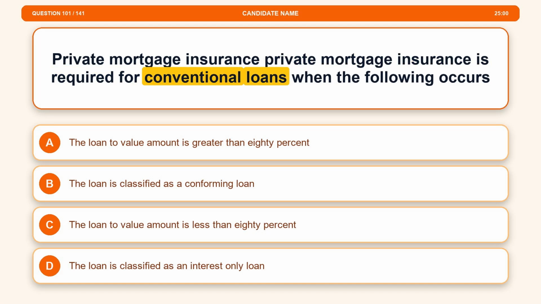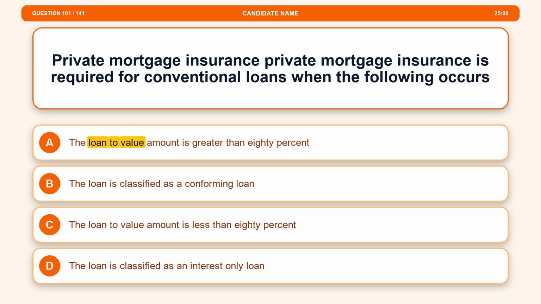Private mortgage insurance is required for conventional loans when the following occurs. Option A, the loan-to-value amount is greater than 80%. Option B, the loan is classified as a conforming loan. Option C, the loan-to-value amount is less than 80%. Option D, the loan is classified as an interest-only loan.